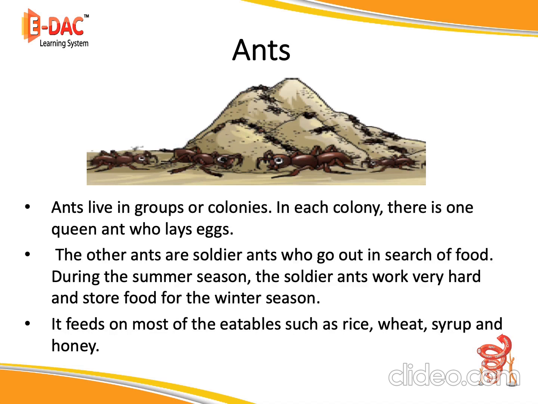Ants. Ants live in groups or colonies. In each colony, there is one queen ant who lays eggs. The other ants are soldier ants who go out in search of food. During the summer season, the soldier ants work very hard and store food for the winter season. They feed on most of the eatables such as rice, wheat, syrup, and honey.